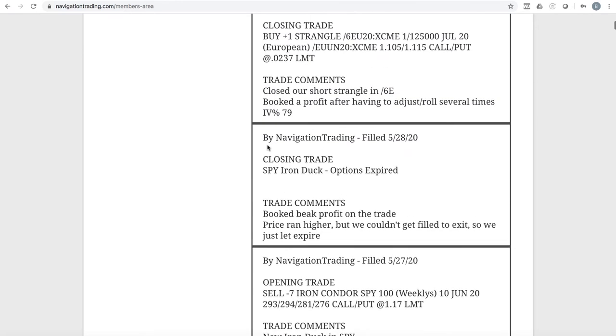Next trade, closing trade in SPY. We had another iron duck on in SPY. These options expired on Thursday. Price had run up the beak, but we didn't close it out early because we were trying to get filled for under a dollar, which is what the width of our call spread was. We didn't get filled for that, so we just let it expire. There's no exercise or assignment fee. You just keep that beak profit and move on. So that's what we did there.